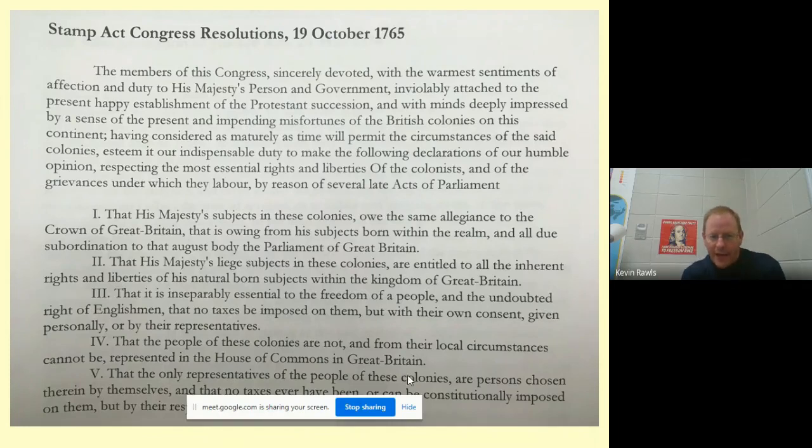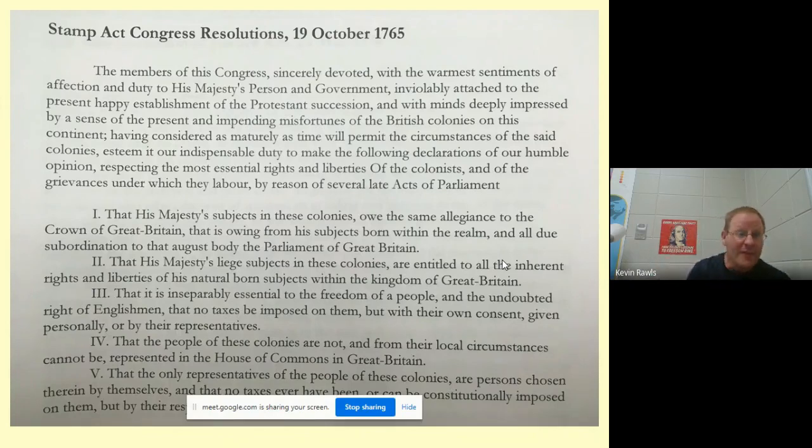And you keep going, and now here's the next one. One thing I definitely want to point out here. Look at number 3. Yes. Okay. So 1, it says freedom of people, undoubted right, Englishmen, no taxes shall be placed upon them, but with their own consent, given personally or by their representatives. Which representatives are they talking about? Their colonial representatives, all right?